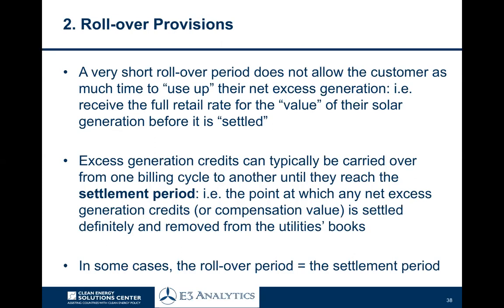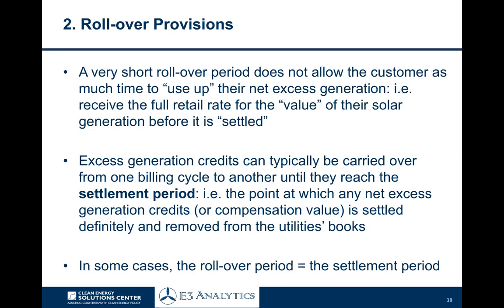In some cases, the rollover period is the settlement period. In other words, at the end of the month, you roll over your credits. They'll say you have, say, 50 net excess kilowatt hours. We will settle those at the following rate. Either we'll pay you nothing or we'll pay you some other rate. And that then settles that generation for that month, enables the utility to clear it from its books, and you move on into the next month.